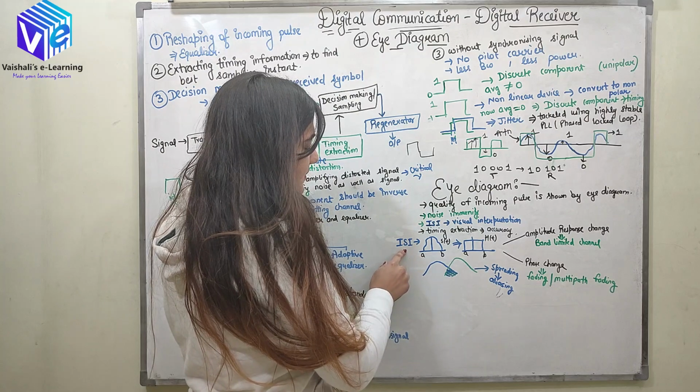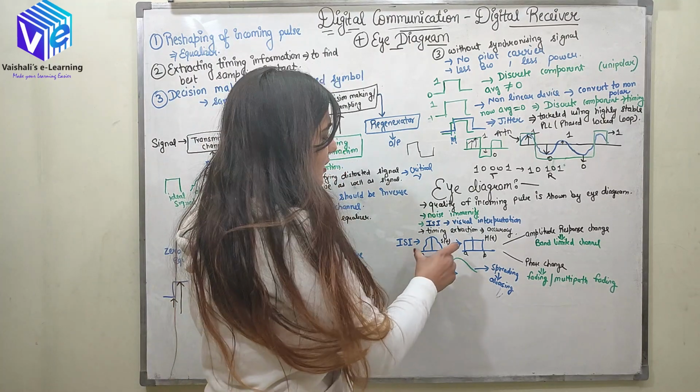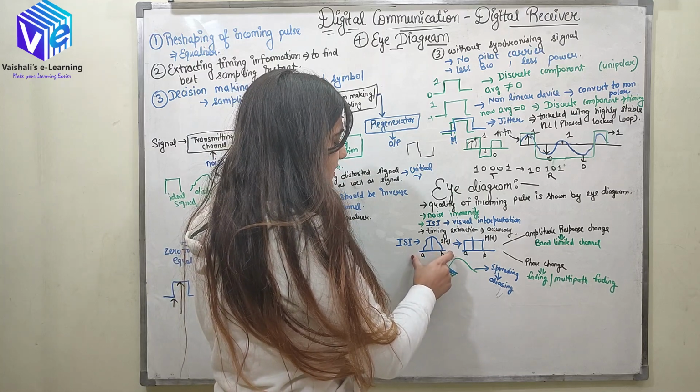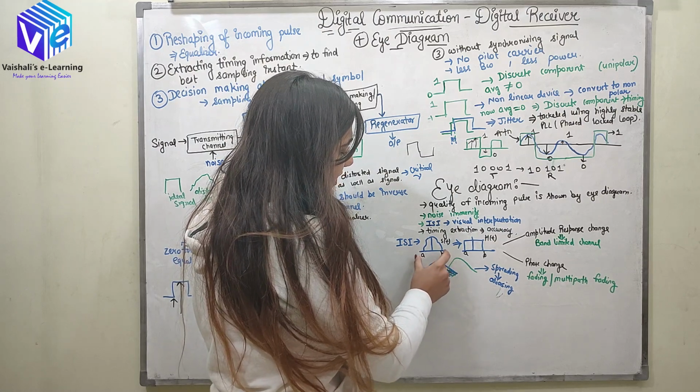So ISI represents inter-symbol interference. Why is it caused? Let's see. Let's suppose s(t) represents my original signal. So s(t) is limited between A and B, so it is band limited between A and B.